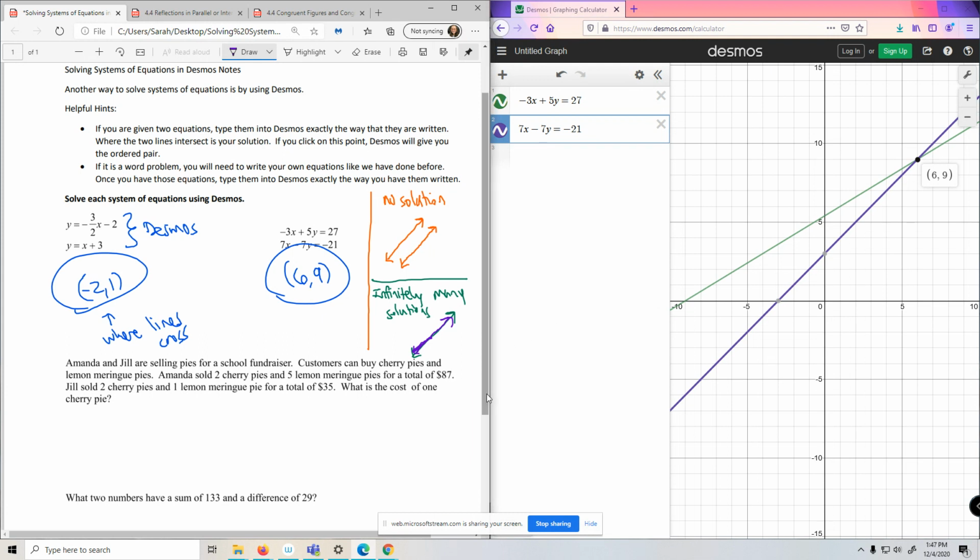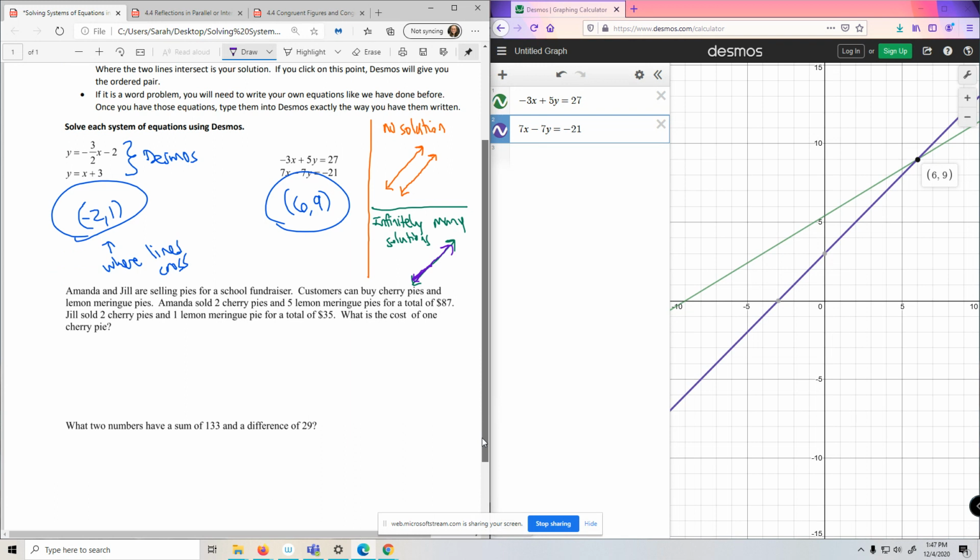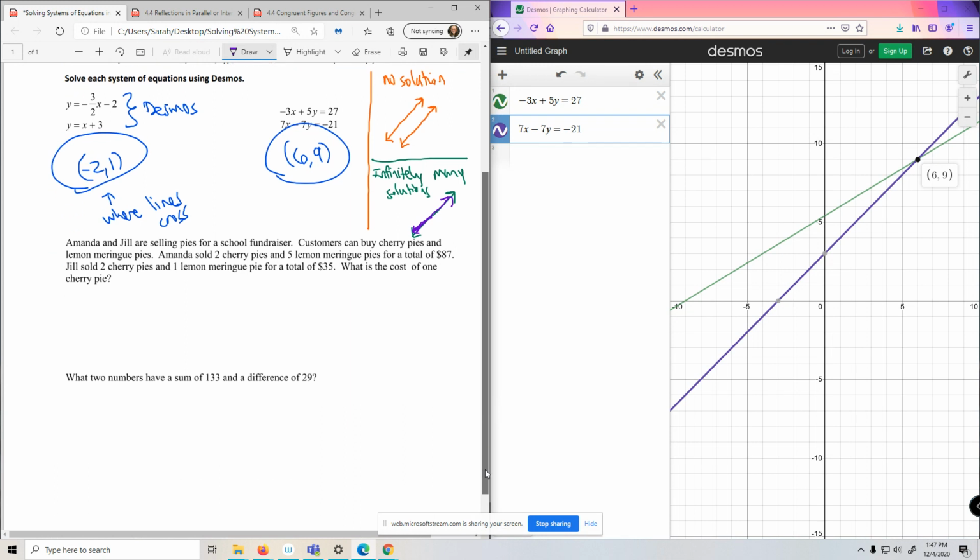The last two are word problems. So in the last video, last lesson, we were talking about how to set up word problems. Now we are actually going to set up the word problem and then solve it. Let's take a look. Amanda and Jill are selling pies for a school fundraiser. Customers can buy cherry pies and lemon meringue pies. Amanda sold 2 cherry pies and 5 lemon meringue pies for a total of $87. Jill sold 2 cherry pies and 1 lemon meringue pie for a total of $35. What is the cost of 1 cherry pie?